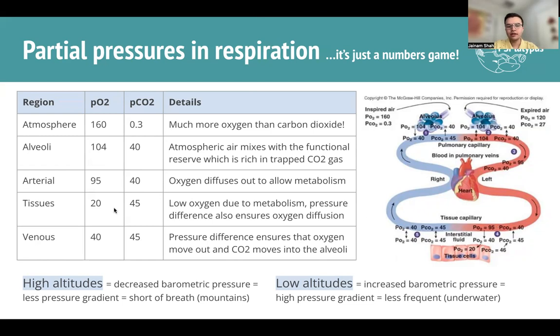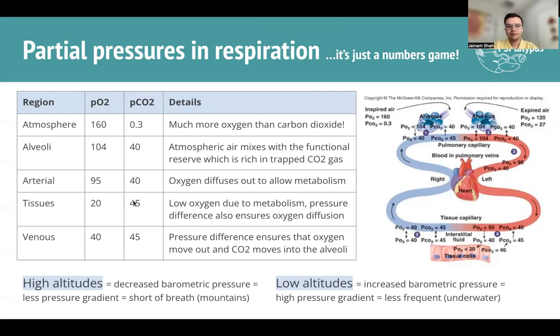And in the tissues, you're always going to have low oxygen because your cells are using up the oxygen for metabolism, glucose, that kind of thing. So low oxygen, and that's a good thing, right? Because if I maintain low oxygen in the tissues, there's always going to be a concentration gradient that favors oxygen diffusion in the direction of the tissues, which is what we want.